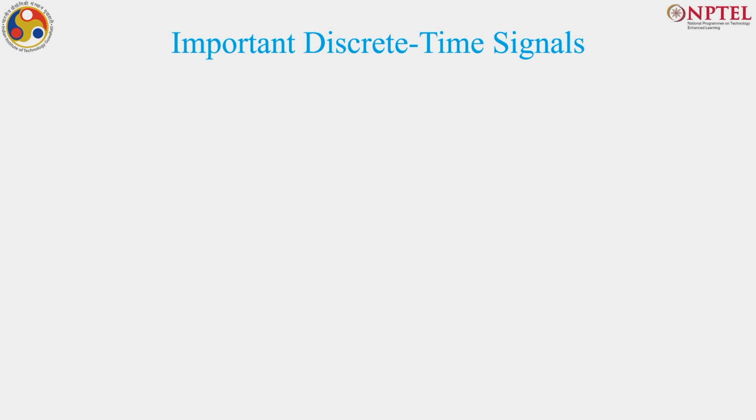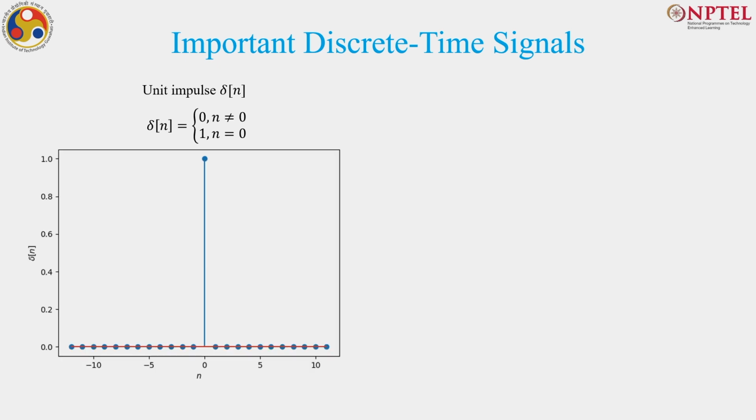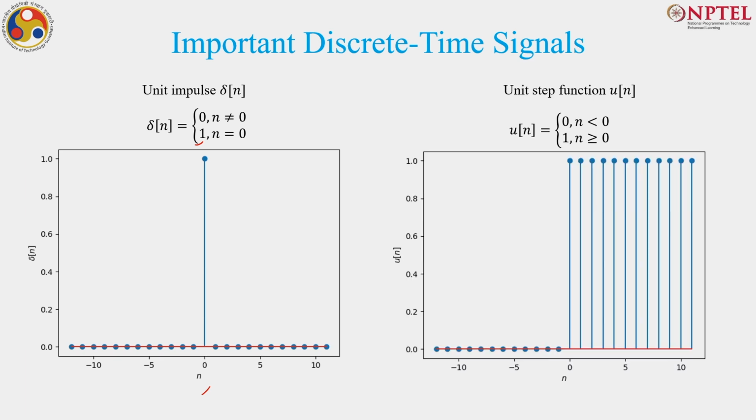Now, let us take some examples of important discrete time signals. The first is the unit impulse, which has a value of 1 when n is 0 and otherwise its value is 0, and here n varies from negative infinity to positive infinity. Another is the unit step function, which has a value of unity for n greater than or equal to 0, up to positive infinity, and for n from minus 1 to minus infinity the signal value is 0.